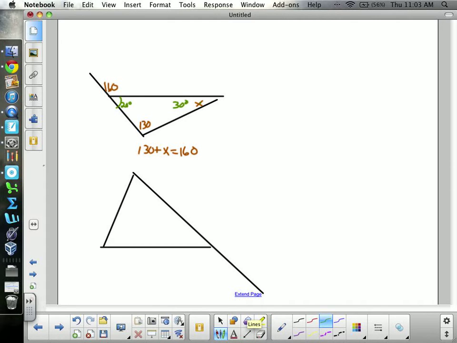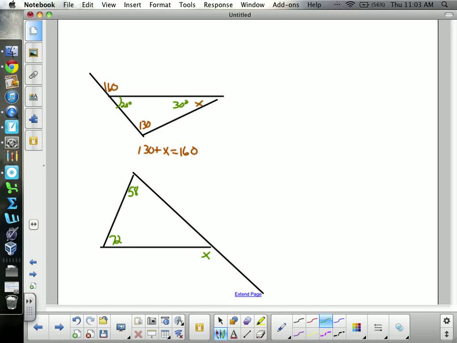Okay, so we had 72, 58, and x is down here. Now, again, if you remember your exterior angle theorem, that's the easiest way. X must equal 72 plus 58. The measure of the exterior equals the sum of the remote interiors. That was our exterior angle theorem that we learned.